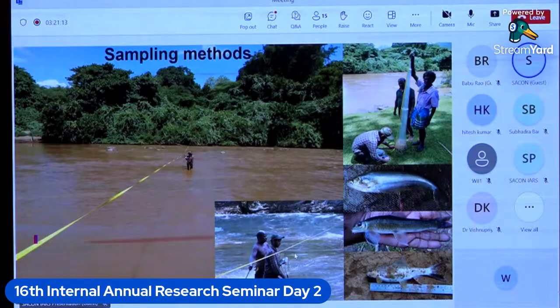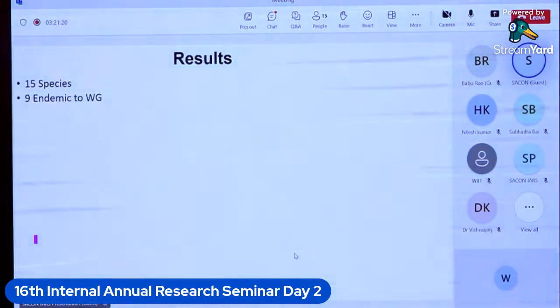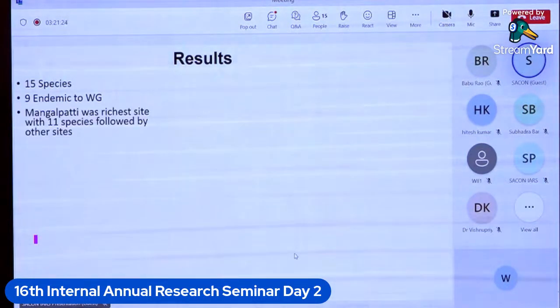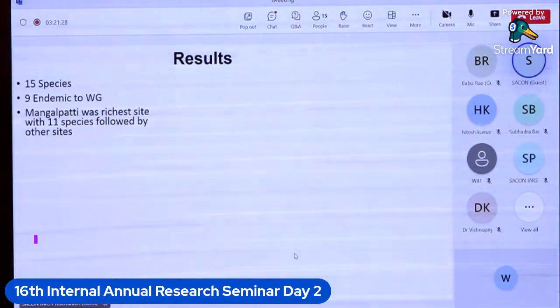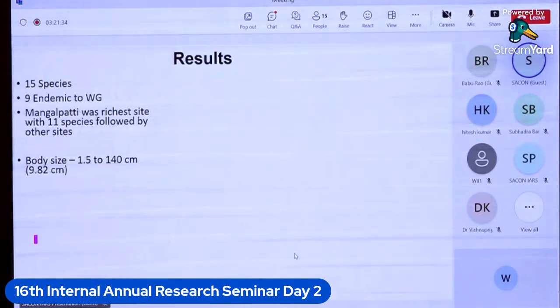So we had collected a few individuals. Since preliminary, species of which 9 species were Western Ghats endemic. Mangalapatti was the richest with 11 species, followed by other sites. In terms of body size, 1.5 to 140 centimeters, 9.82 centimeter body size, all across 6 river segments.